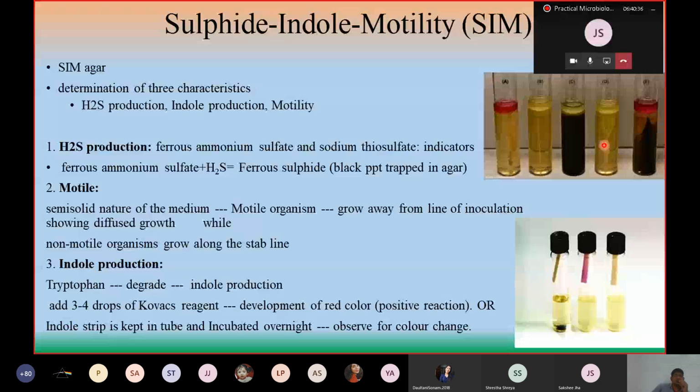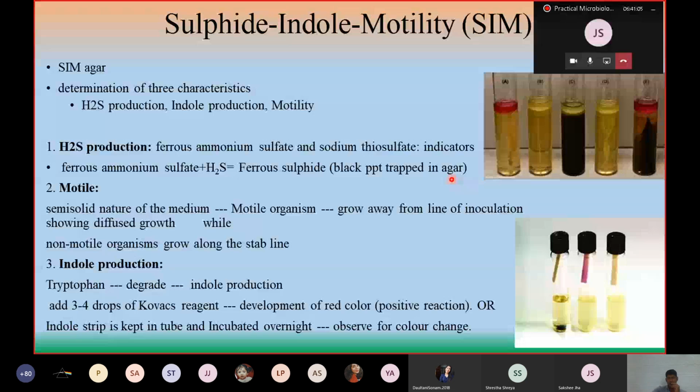H2S production is just like the H2S production mechanism in triple sugar iron agar. H2S will be produced and will react with ferrous ammonium sulfate, and ferrous sulfide will be formed, which is a solid precipitate that will be trapped and seen as you see in the picture.